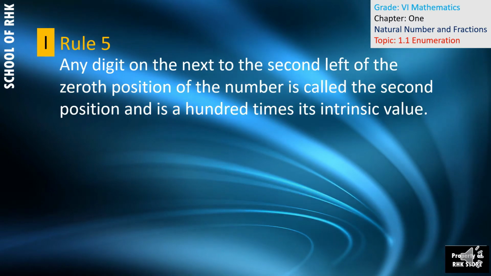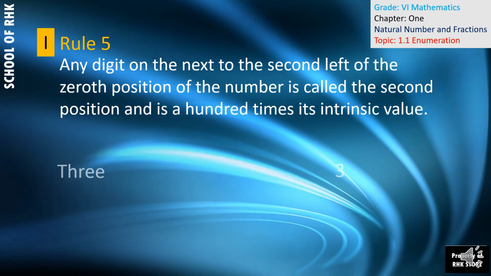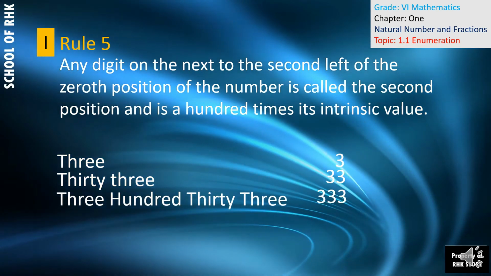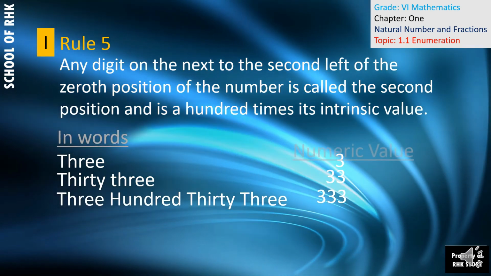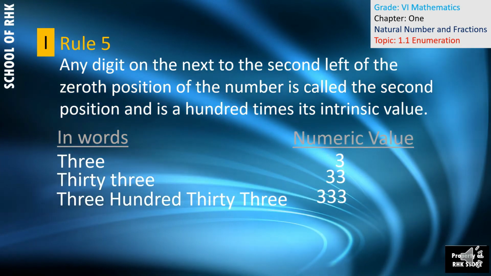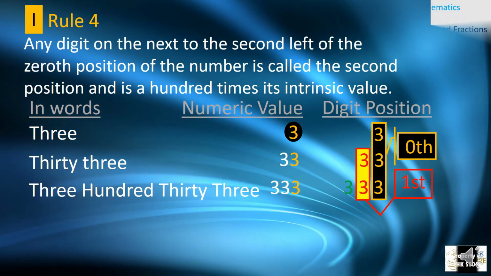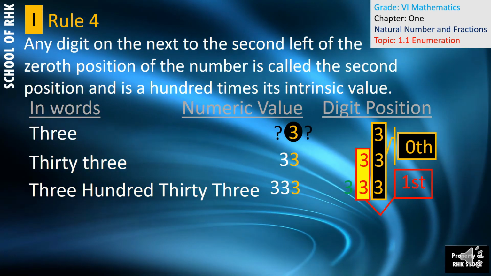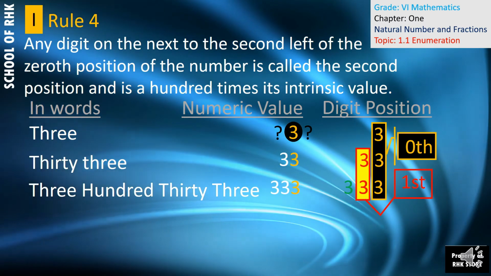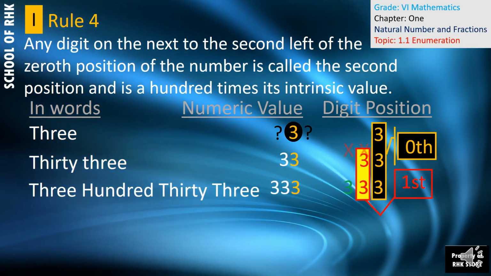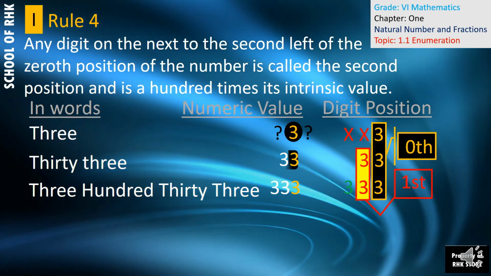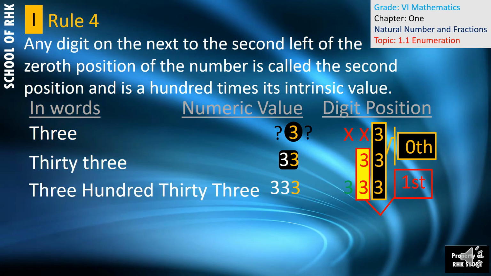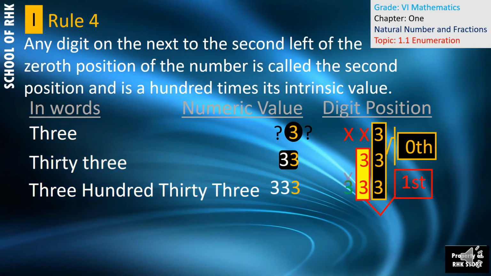Let's assume we have three numbers. The three numbers are 3, 33 and 333. We will write the numbers first in words and then in digits. Since there is no other digit to the left or right of the number 3, it has no digit next to the second left of the 0th position of the number. Again, the number 33 has two digits from right to left, so there is no digit next to the second left of the 0th position of the number.